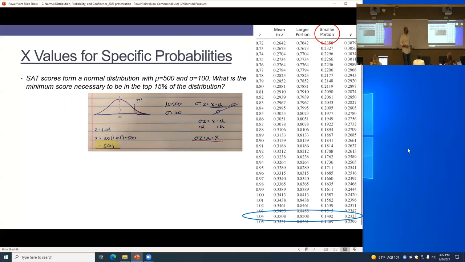Once I've done that, now it's easy, right? My z, as you told us, is 1.04. Then I'm just plugging this in. Standard deviation is 100, z score is 1.04, plus my mean of 500, gives me an SAT score of 604. So that score of 604 on the SAT is the point that chops off the top 15%. 15% of individuals who take the SAT will score 604 and above. We're just working backwards, manipulating our equation to solve for what we want.